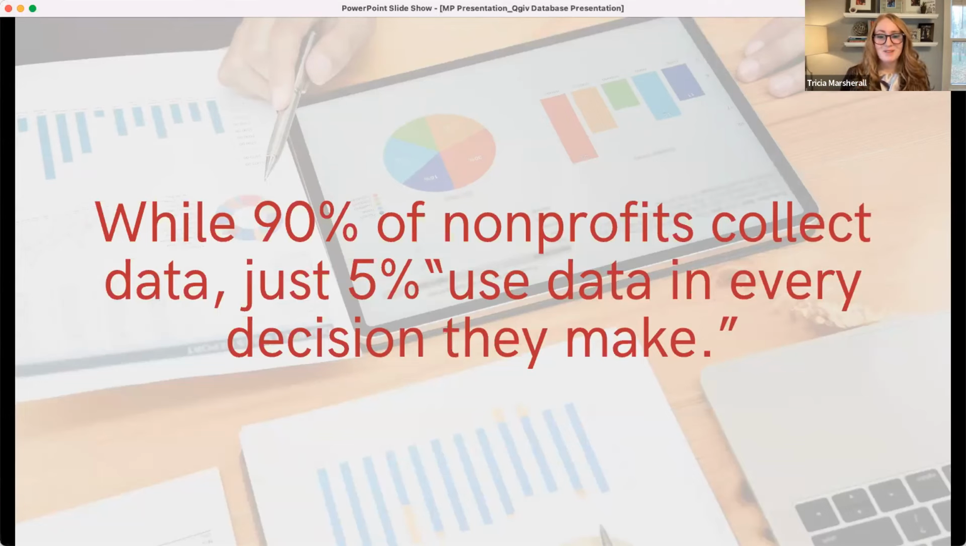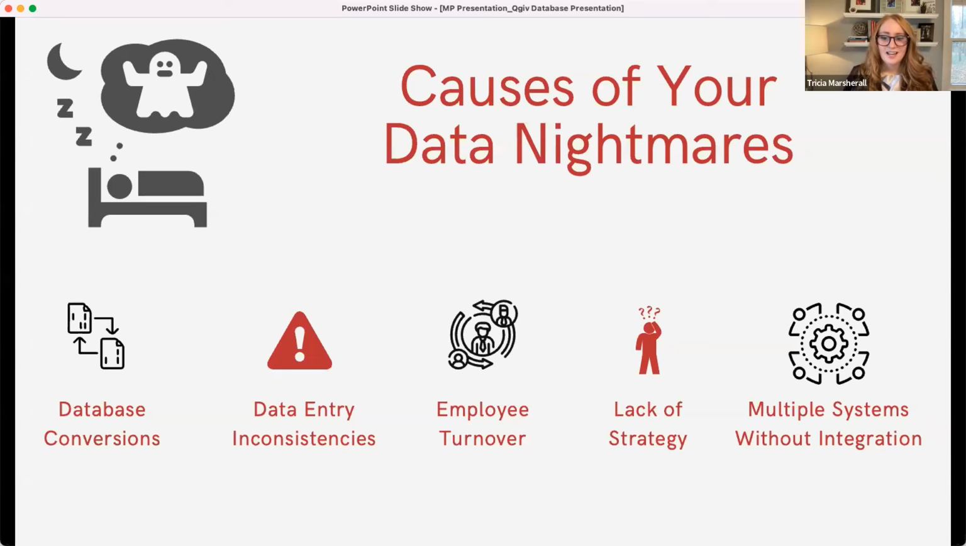And it is my mission to help more organizations be able to answer yes to that question of whether they use data in every decision they make. So from a fundraising and outreach perspective, understanding some of the causes of your data nightmares is really important. So some of the root causes of this, number one, database conversions. Moving data and records from one system to another can cause issues with database integrity.